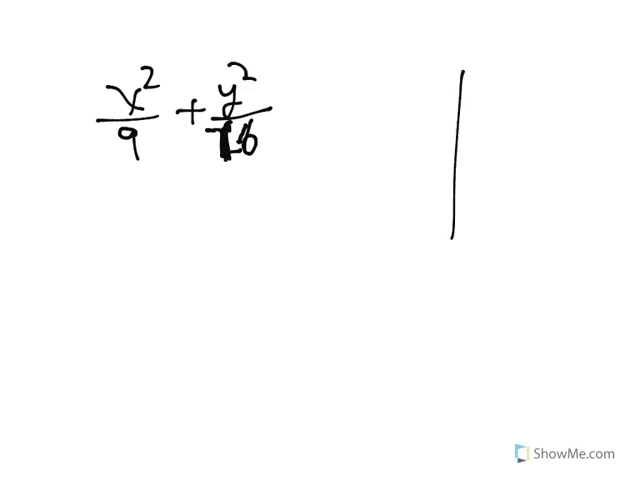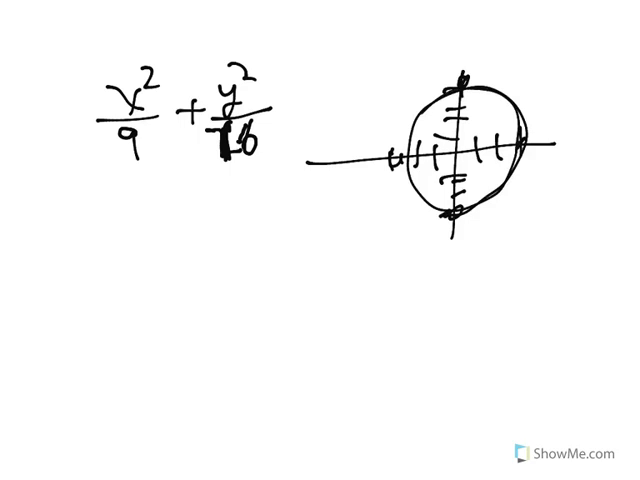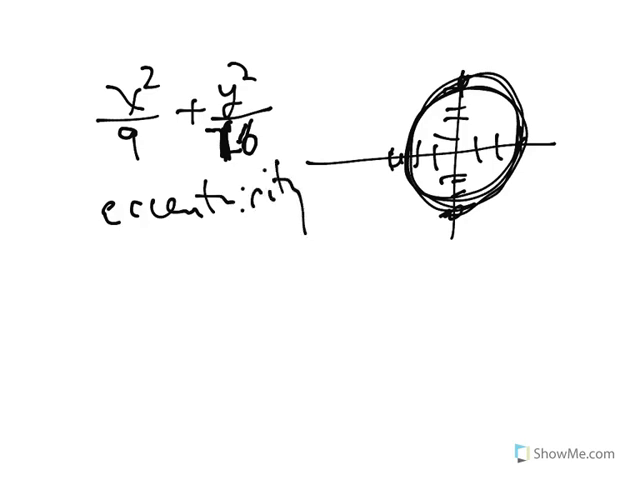Depending on how different the thing underneath the x squared and the y squared are, like if this is 9 and 16, let's say, it's going to look a little more like a circle than the other ones did. How close an ellipse is to a circle is called the eccentricity, or how far away it is from a circle, really, because when it's 0, it's a circle.